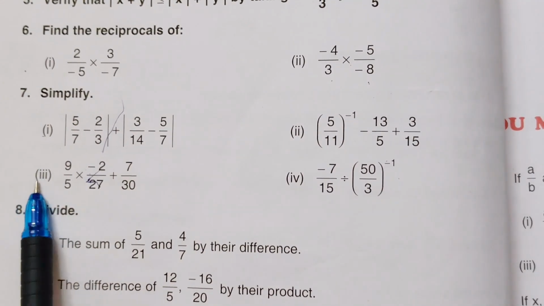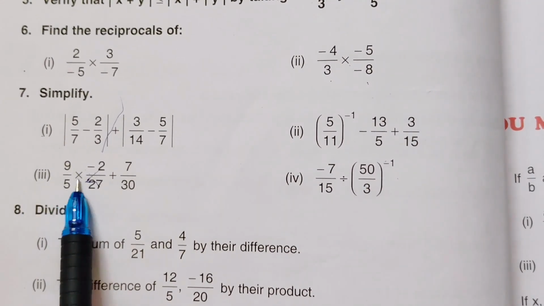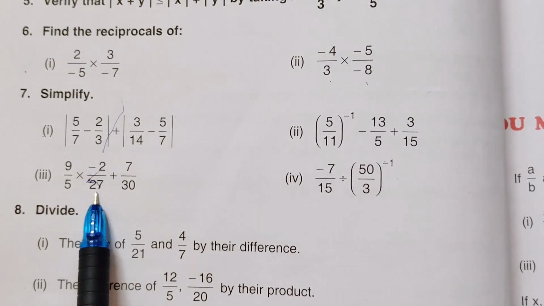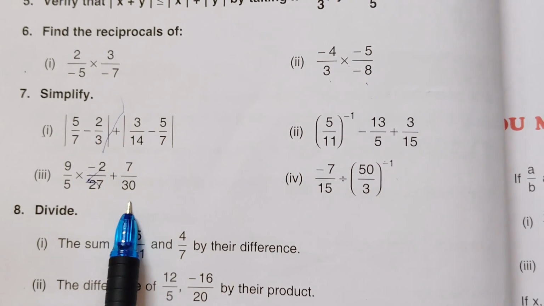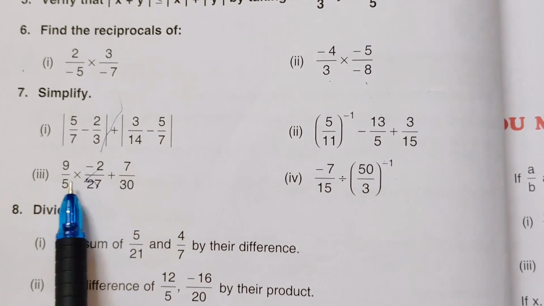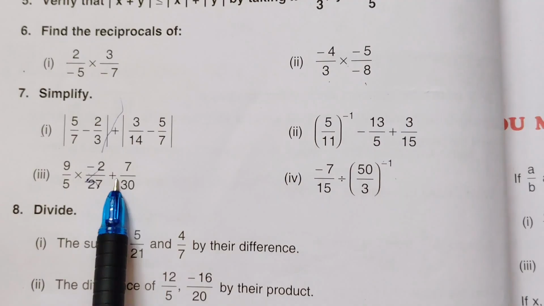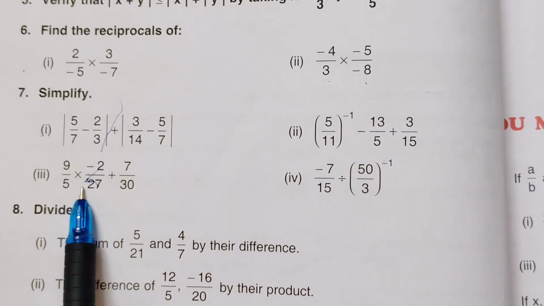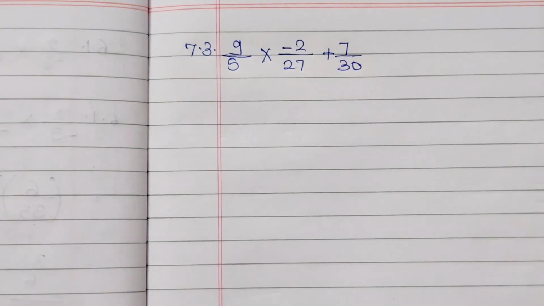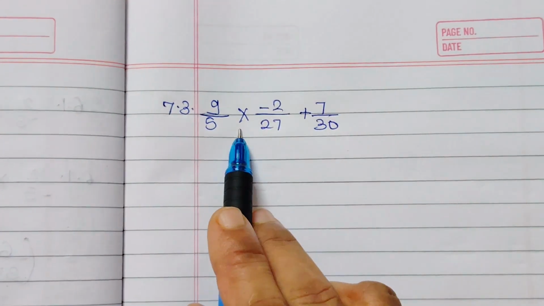Next, 7.3 is 9 upon 5 multiplied by minus 2 upon 27 plus 7 upon 30. So here if we see, we have one multiplication and one addition. So first we will solve the multiplication and then we will add. So let's start. We have already written the question. So first we will multiply.